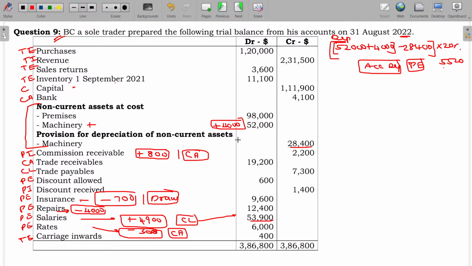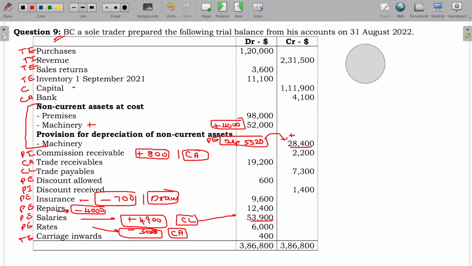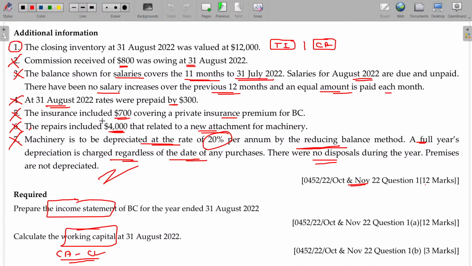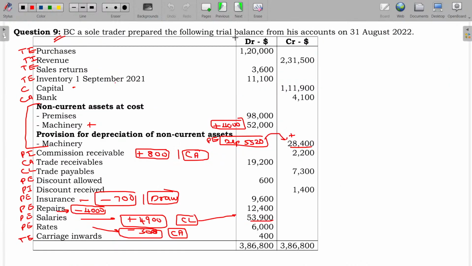The depreciation being 5,520. One is depreciation, P&L section expenses. Another one, it should be added to the accumulated depreciation. Now we prepare the income statement, and we have been given the closing stock also. Closing stock 12,000 rupees, closing inventory. One should be in trading income, another should be current assets. I just posted it on the very first page itself for my easy working.